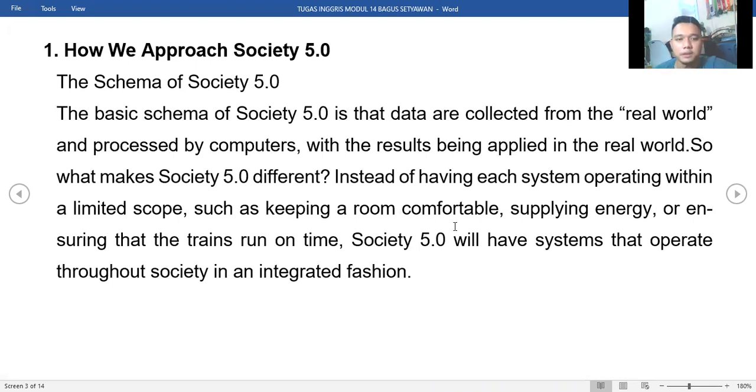The schema of Society 5.0. The basic schema of Society 5.0 is that data are collected from the real world and processed by computers, with the result being applied in the real world.